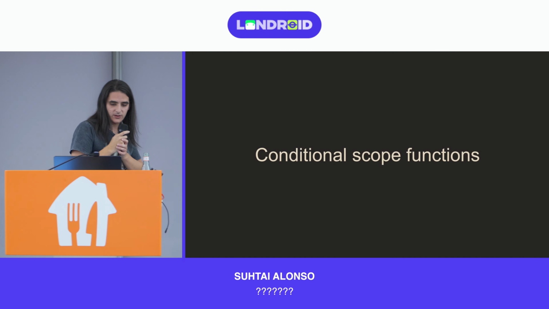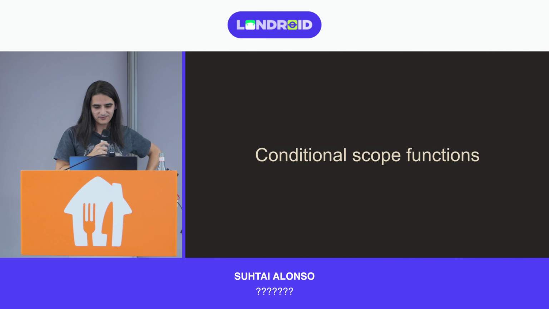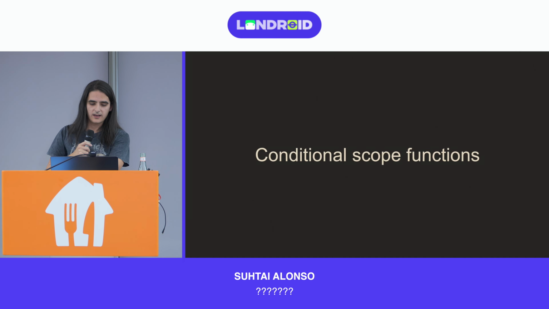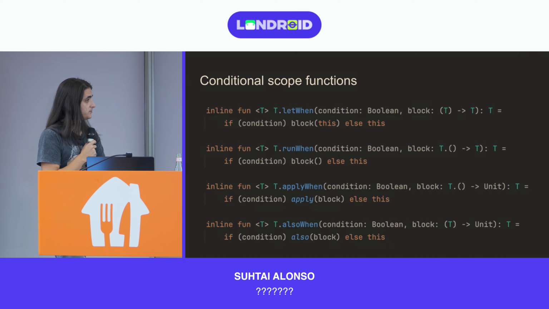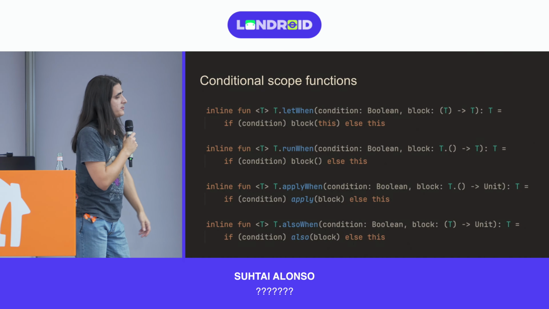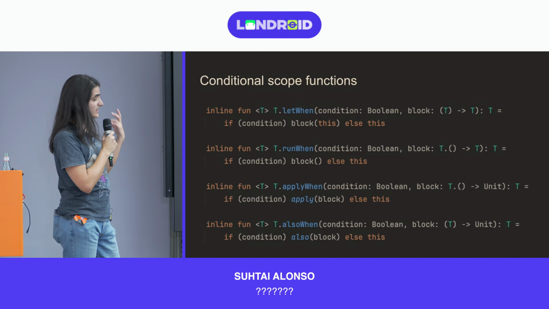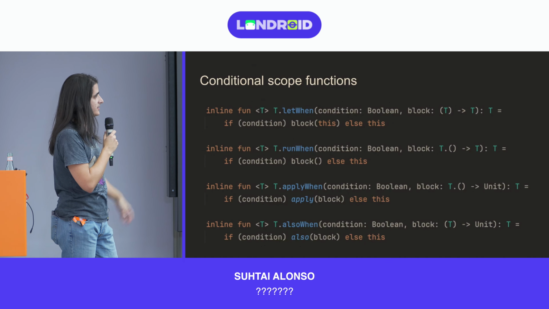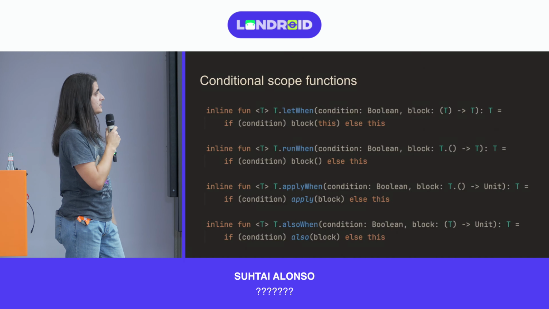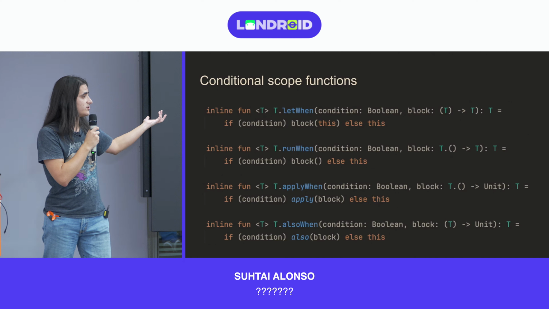Now, another similar one, we're still going with the scope functions. In this case, I call them conditional scope functions. This one again, let, run, apply, also, but then you can pass a condition. In this case I call it when, but you can call it if. You can also make the unless versions. And basically it means do this whenever the condition passes, right?